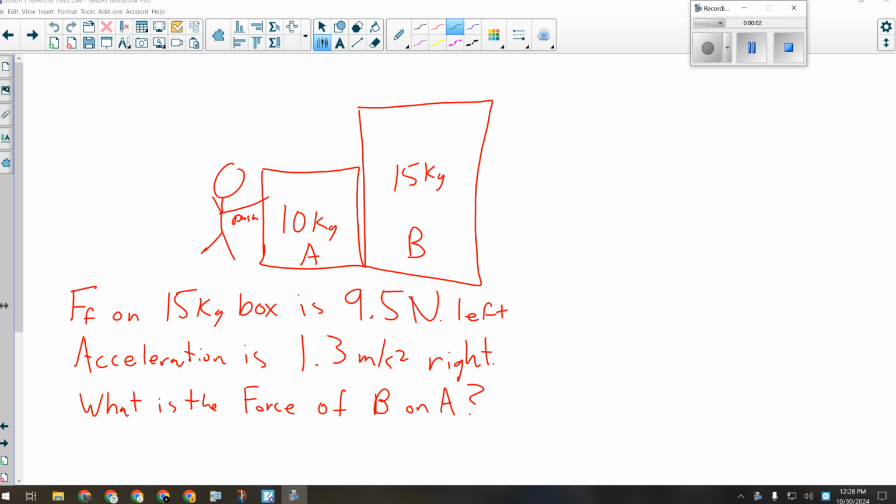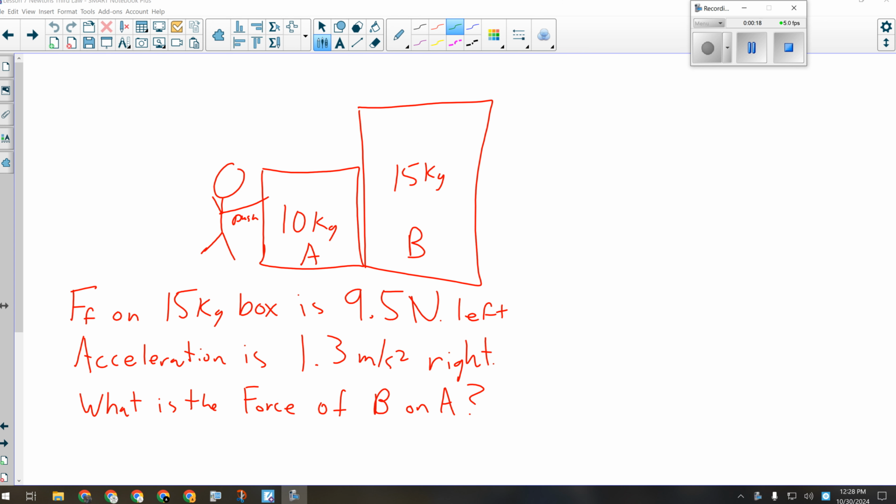Okay, let's have a look at this one. So we're looking for the force that B exerts on A. Our best bet here is to break this system up and look at what forces I have versus what forces I can calculate. Okay?